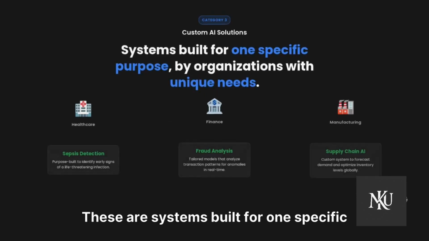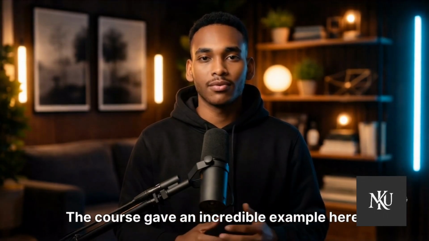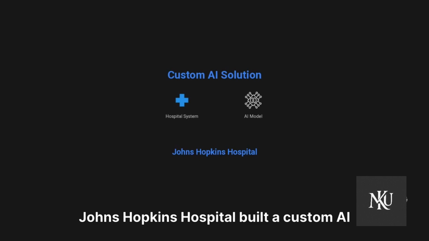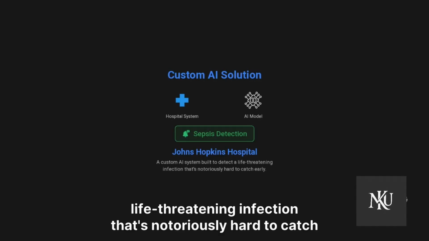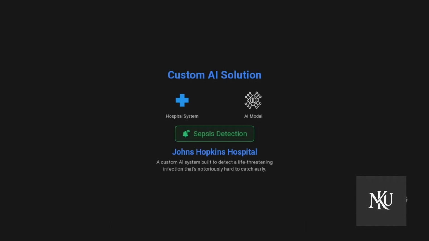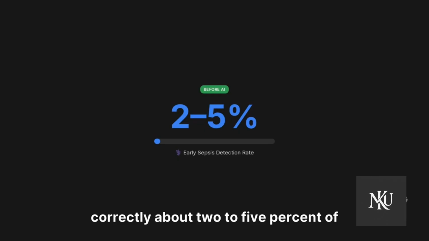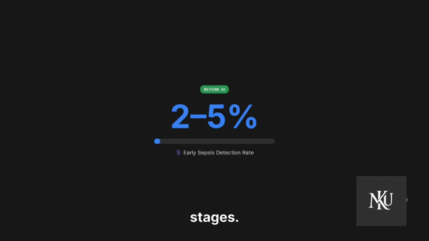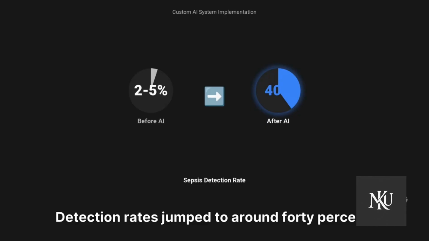These are systems built for one specific purpose, usually by organizations with unique needs. The course gave an incredible example here. Johns Hopkins Hospital built a custom AI system specifically designed to detect sepsis, a life-threatening infection that's notoriously hard to catch early. Before the AI system, doctors identified sepsis correctly about 2 to 5% of the time when it was in early stages. After implementing the custom AI, detection rates jumped to around 40%.